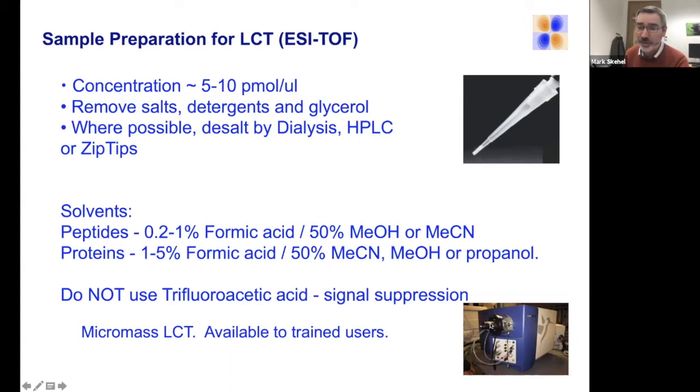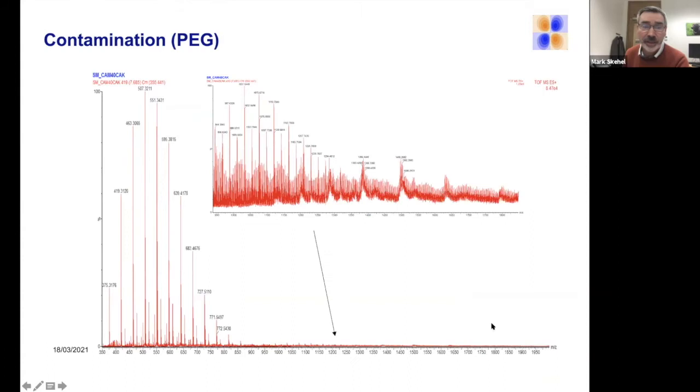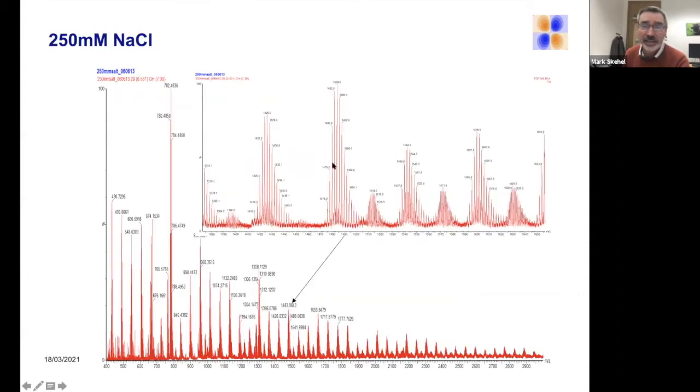This is the LCT, which is in the lab. And the other thing to be aware of, here's PEG. PEG ionizes very nicely and dominates the spectra. Here's your protein actually at this end, but that's becoming difficult to see because PEG is suppressing the signal. And here's the kind of salt clusters you get as well. So very complicated, impossible to do anything with. You're never going to deconvolute that. So steer clear of salt, detergent, glycerol.